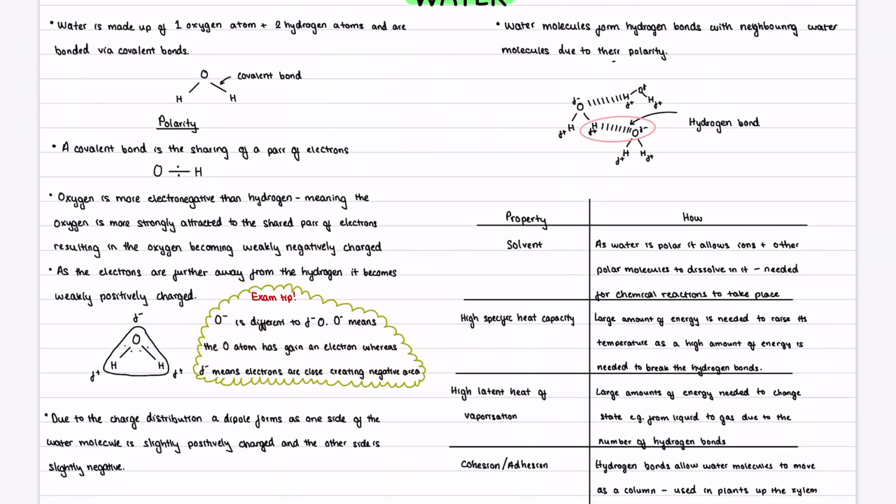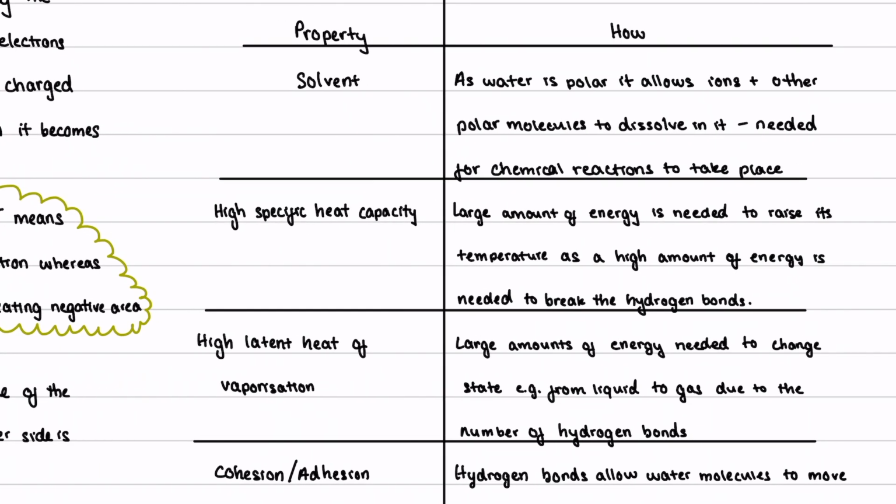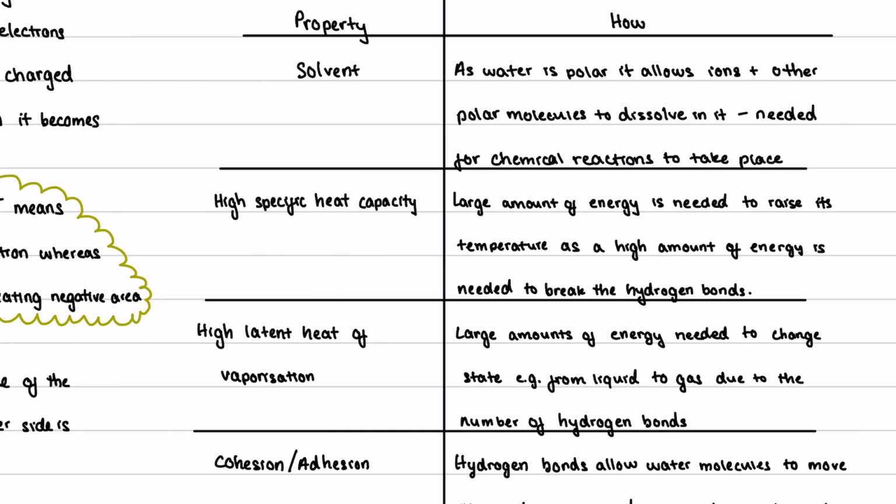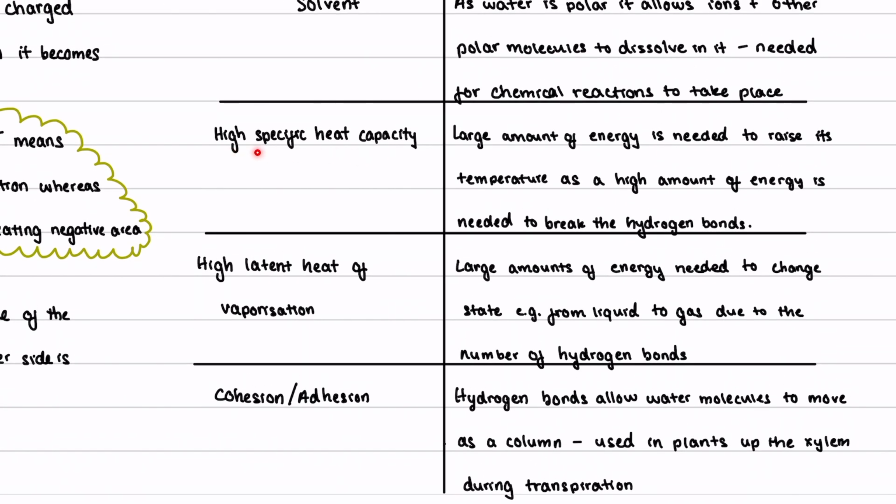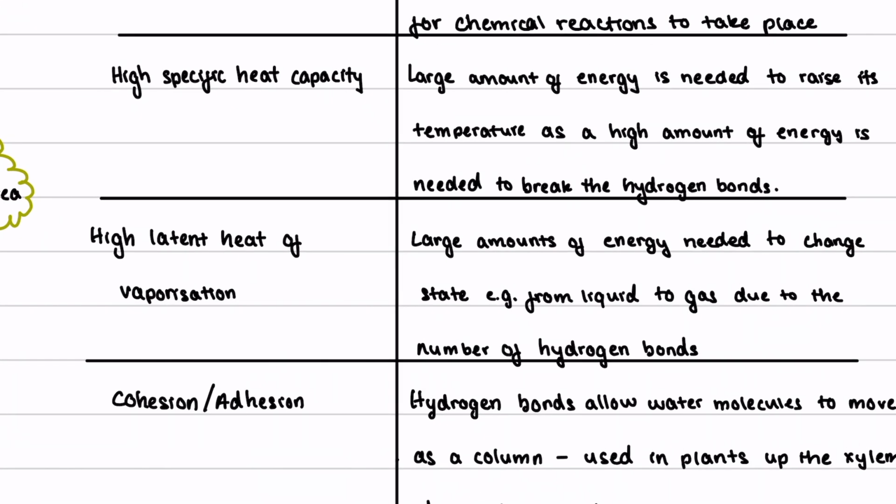Finally, in your exam you could be asked to talk about the properties of water and how water is adapted for its function. Water is used as a solvent as the polarity allows ions and other polar molecules to dissolve in it. Water also has a high specific heat capacity, therefore a large amount of energy is needed to raise its temperature, as a high amount of energy is needed to break the hydrogen bonds. It also has a high latent heat of vaporization. Again, due to a large number of hydrogen bonds, a large amount of energy is needed to change state from liquid to gas.